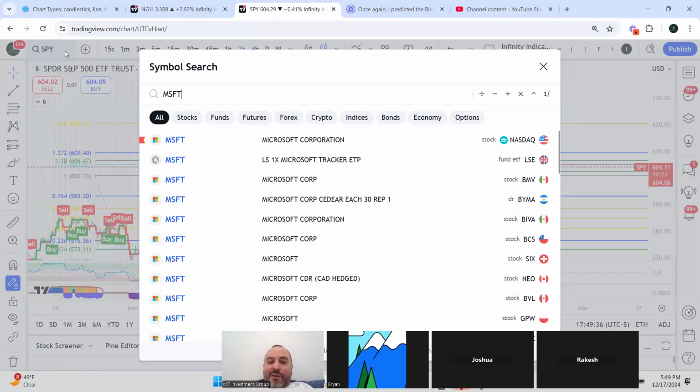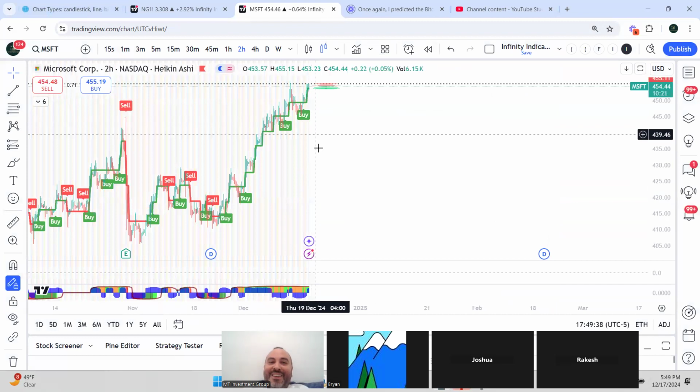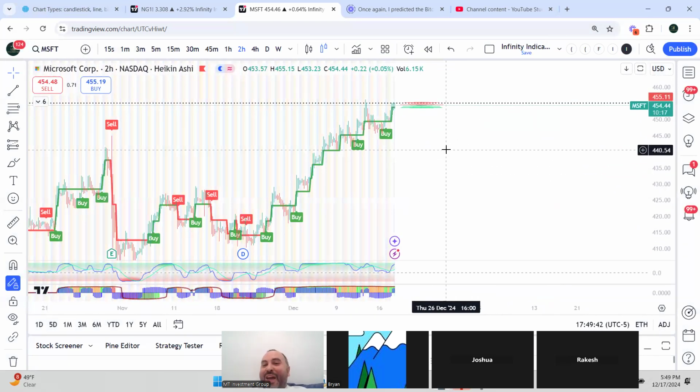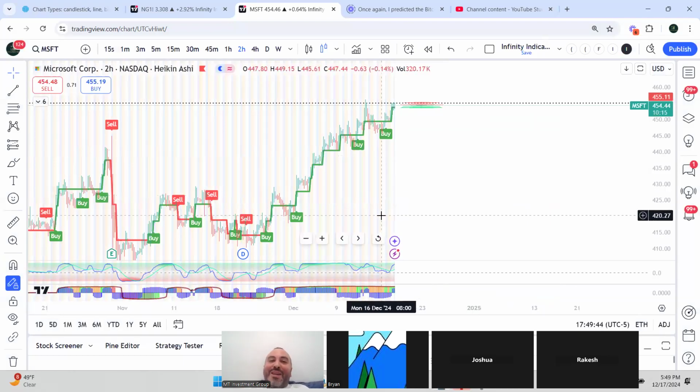Yeah, they all look the same. I just want to see how you would draw the fib on something else. Let me try and think of one.